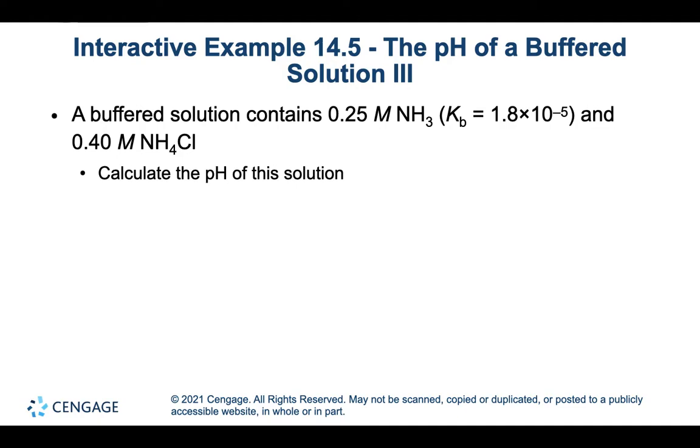Okay, so we've got a buffered solution with 0.25 molar ammonia and 0.40 molar ammonium chloride. So note here the chloride's not going to be important, but the ammonium, NH4 plus, is going to be the conjugate acid of the weak base ammonia. So this is in fact a buffer. It is a weak base and its conjugate acid, ammonia and ammonium. Now we're given a Kb value.